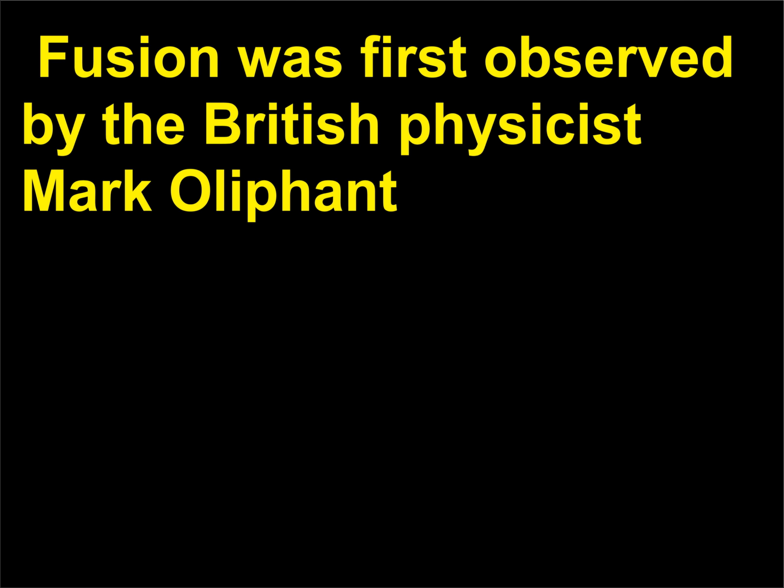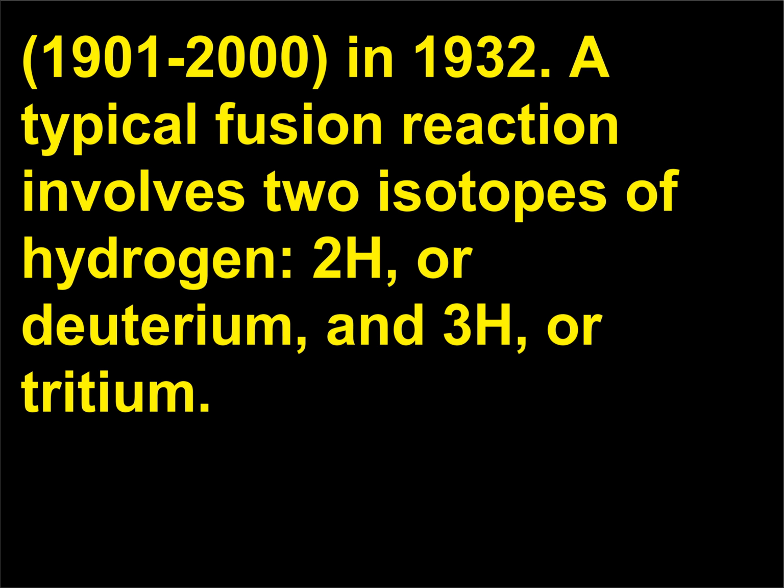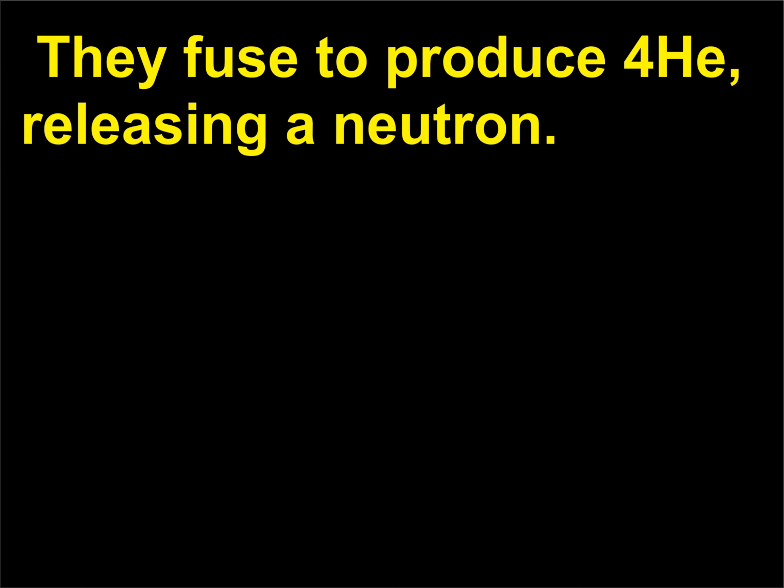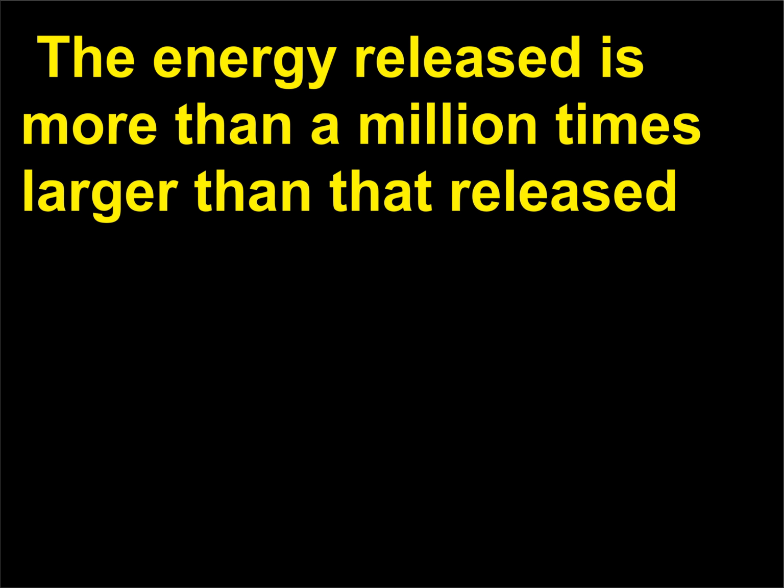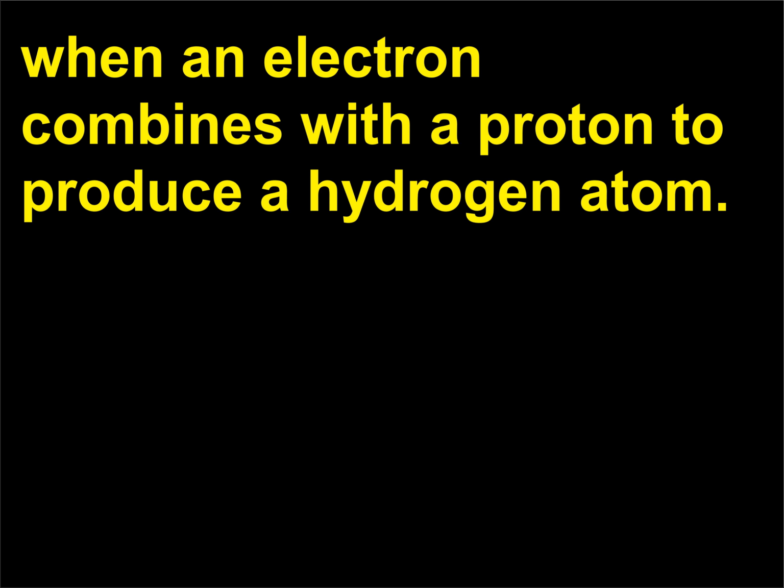Fusion was first observed by the British physicist Mark Oliphant, 1901 to 2000, in 1932. A typical fusion reaction involves two isotopes of hydrogen, 2H, or deuterium, and 3H, or tritium. They fuse to produce 4He, releasing a neutron. The energy released is more than 1,000,000 times larger than that released when an electron combines with a proton to produce a hydrogen atom.